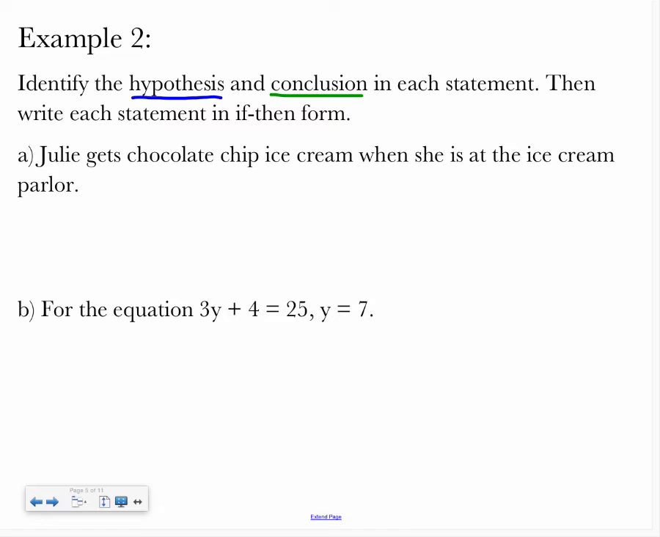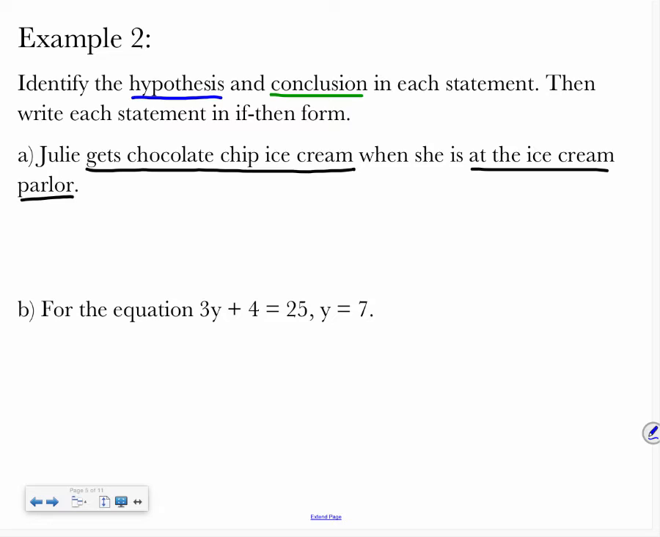Okay, Julie gets chocolate chip ice cream when she is at the ice cream parlor. So what has to be true in order for the other part to be true? The two parts we have are Julie gets chocolate chip ice cream, and she is at the ice cream parlor. So those are our two parts. We need to determine which one has to happen in order for the other one. So is our hypothesis going to be that she gets chocolate chip ice cream?